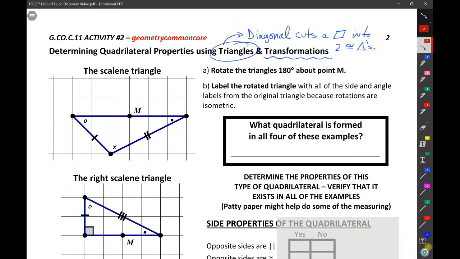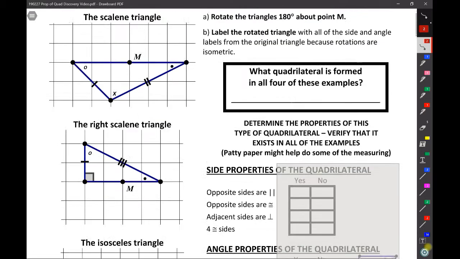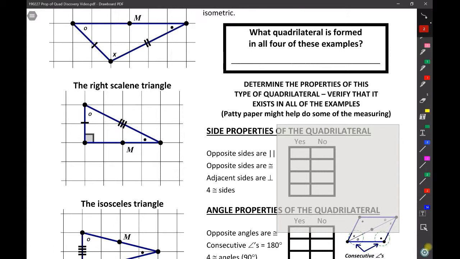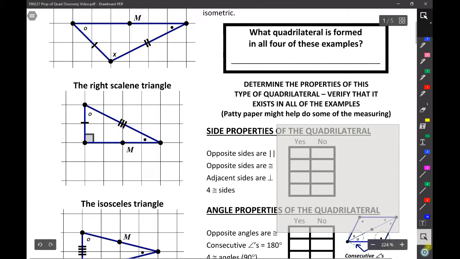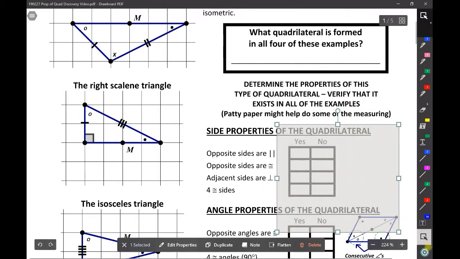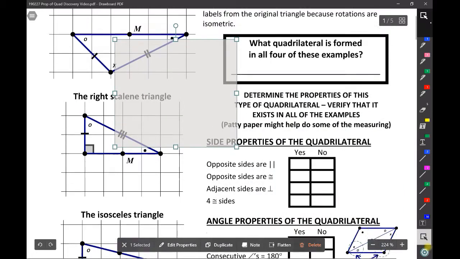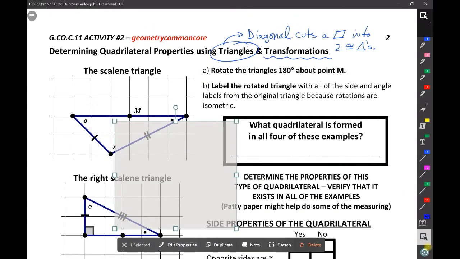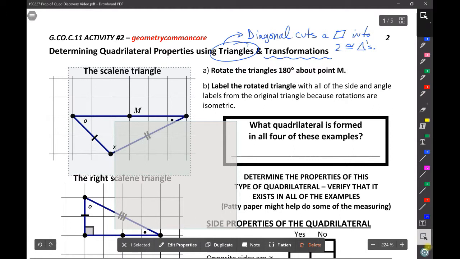Okay, so let's start with our first piece of patty paper. So I have a piece of patty paper over here that I'm going to grab and bring up here just to give you a ballpark idea of what we're doing. And so your patty paper should resemble mine pretty close.